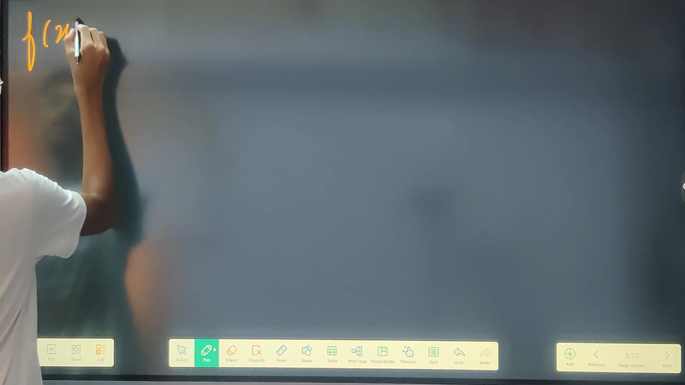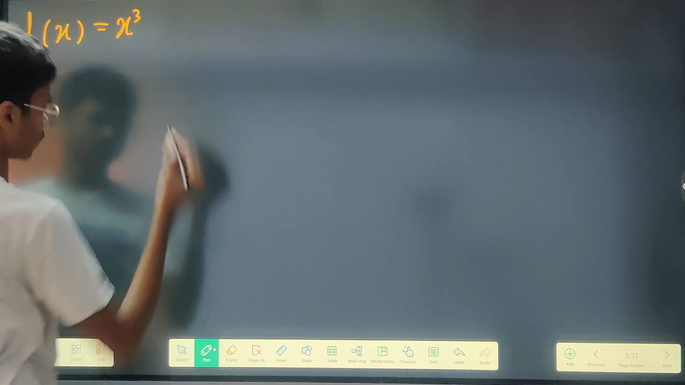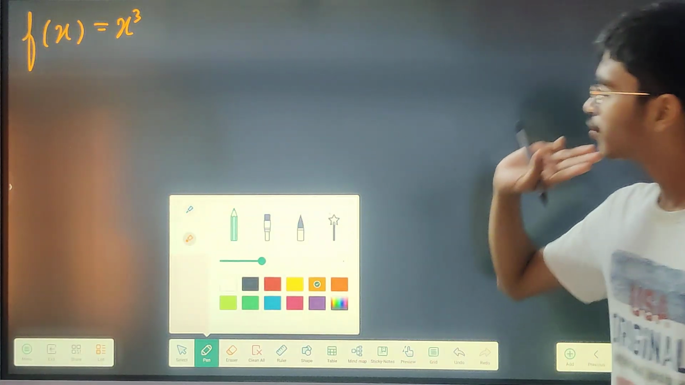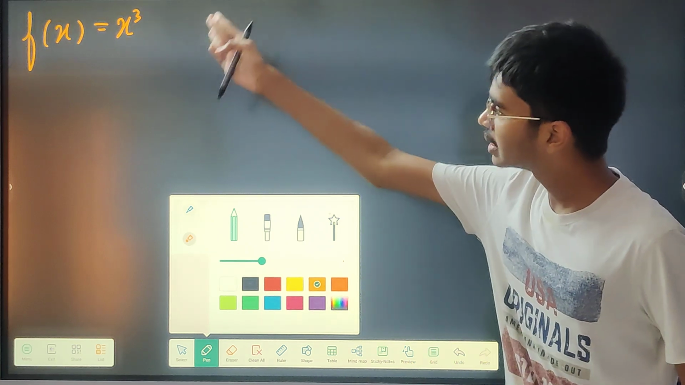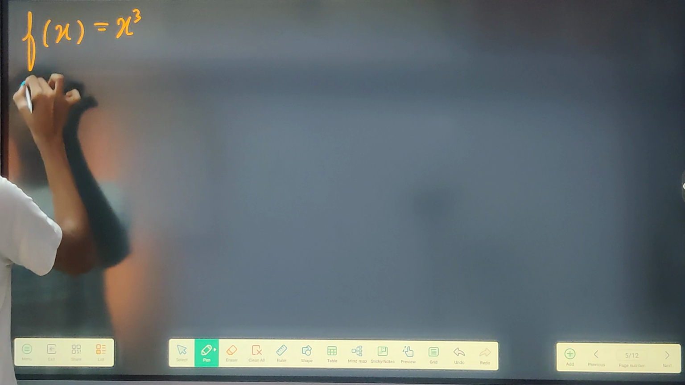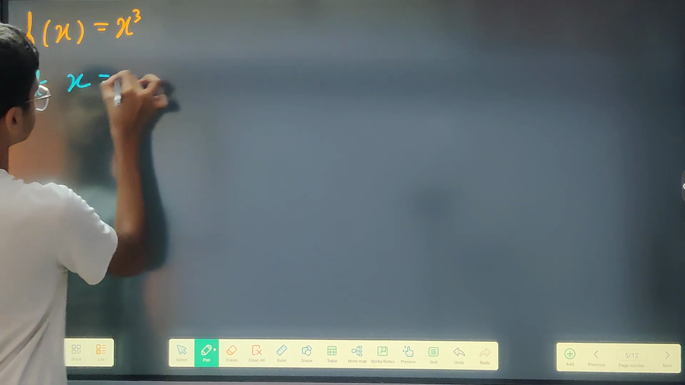We will start with the question on B. They are asking us to find whether this function is increasing or decreasing at x is equal to 0.